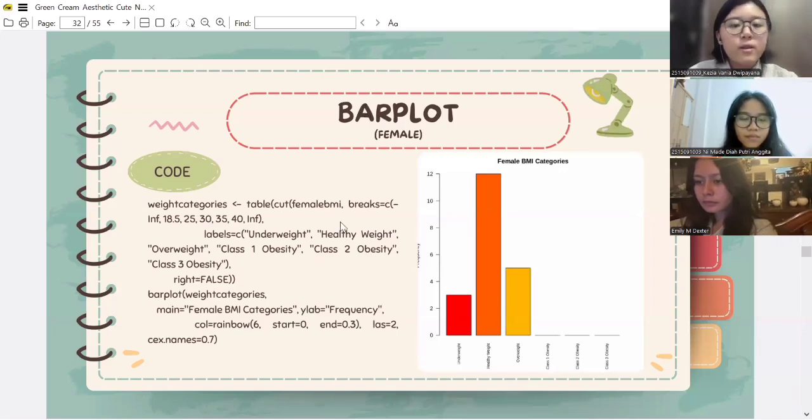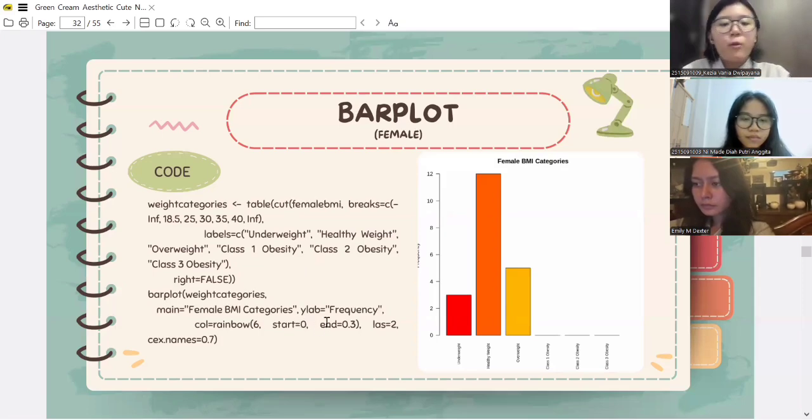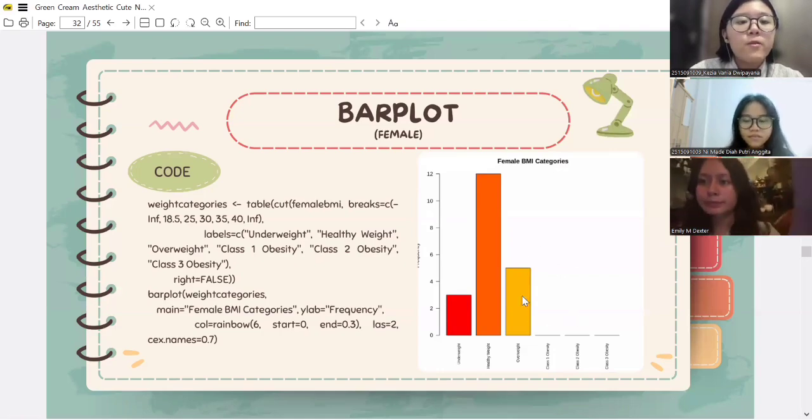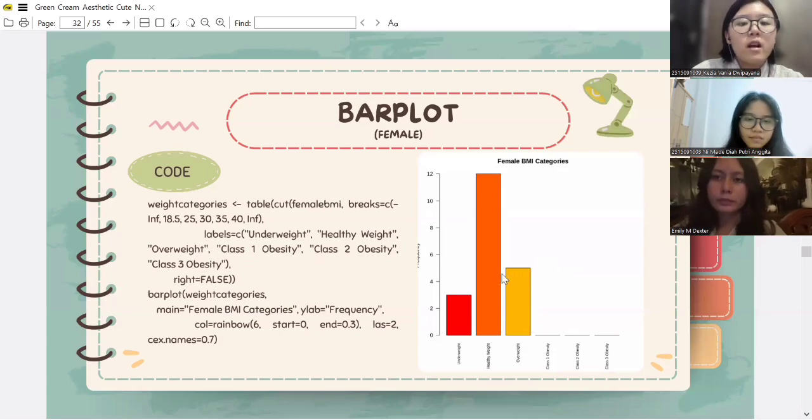This code works nearly the same as the previous code. The only difference is that it uses the female BMI data. So it categorizes female BMI and individually counts per category, then it creates a bar plot for it. And here I made the color of the bars range from red to orange. Now again, the healthy weight category has the highest frequency. This shows that the majority of the females in the sample fall within the normal BMI range. A small number of females are classified as underweight, and a moderate number of females fall into the overweight category, and no females are classified as class 1, class 2, or class 3 obesity.